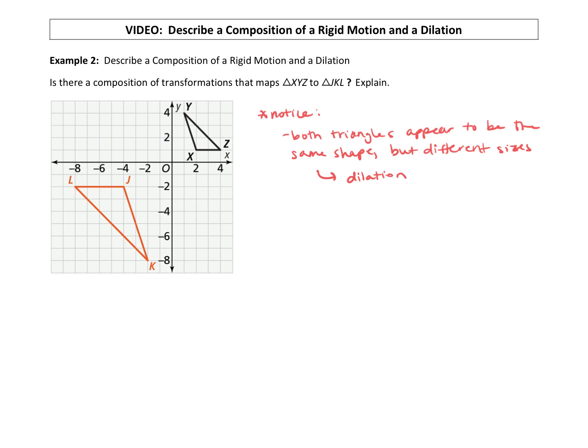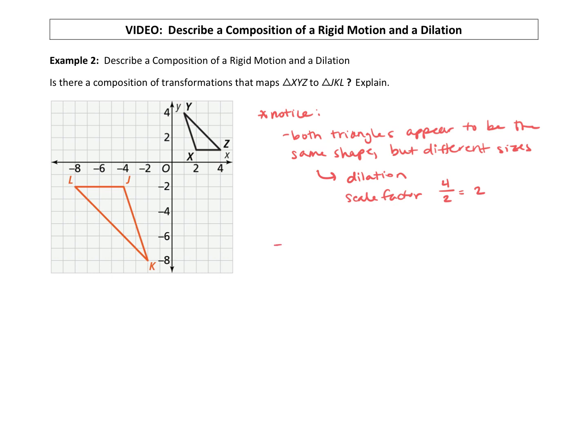Well, we can take a side, I think XZ is going to be the easiest one. So XZ will correspond with JL. XZ is from the pre-image, 1, 2 units long, and JL is 1, 2, 3, 4 units long. So for our scale factor, you take the length of your segment in the image, which was 4, and divide it by the length of the pre-image, the corresponding side, which was 2, and we're looking at a scale factor of 2. All right, well, what else do we notice?